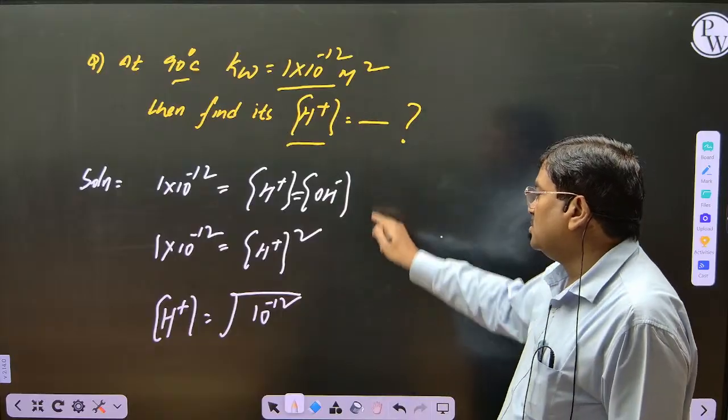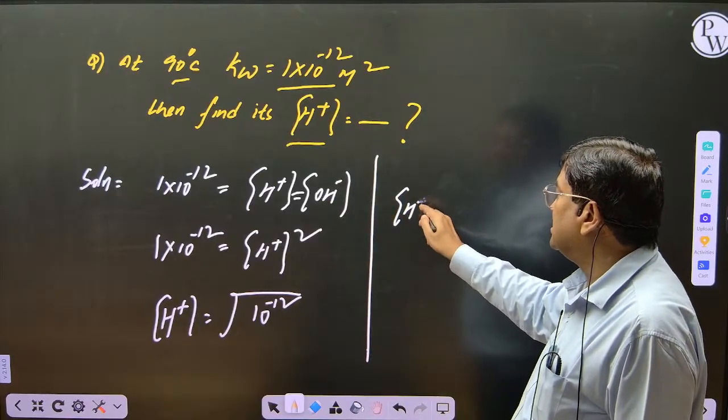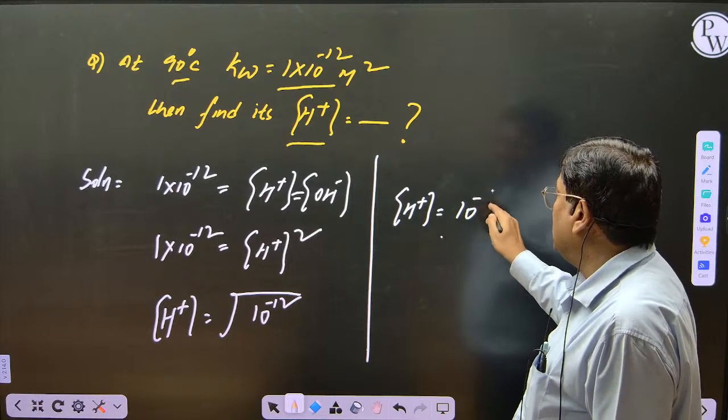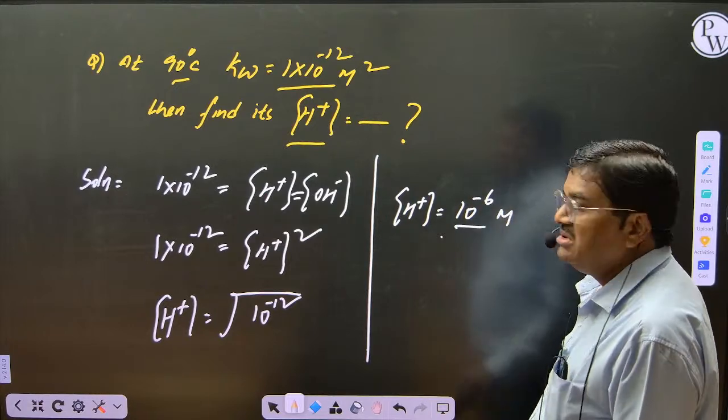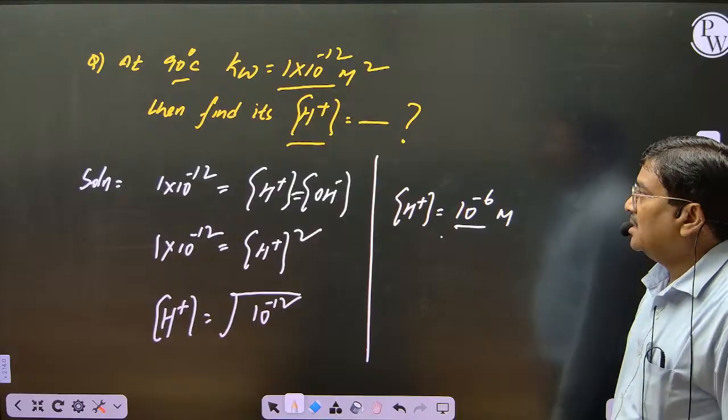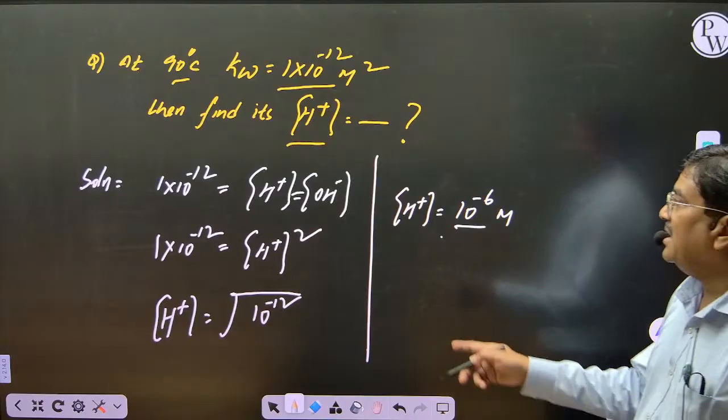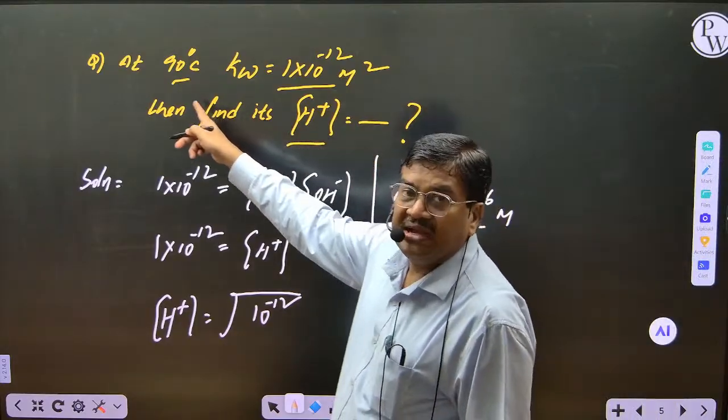Now removing the root, what will be the H plus ion concentration? H plus ion concentration will be 10 power minus 6. Units will be molar. So understood, this is how we find the H plus ion concentration at 90 degrees Celsius.